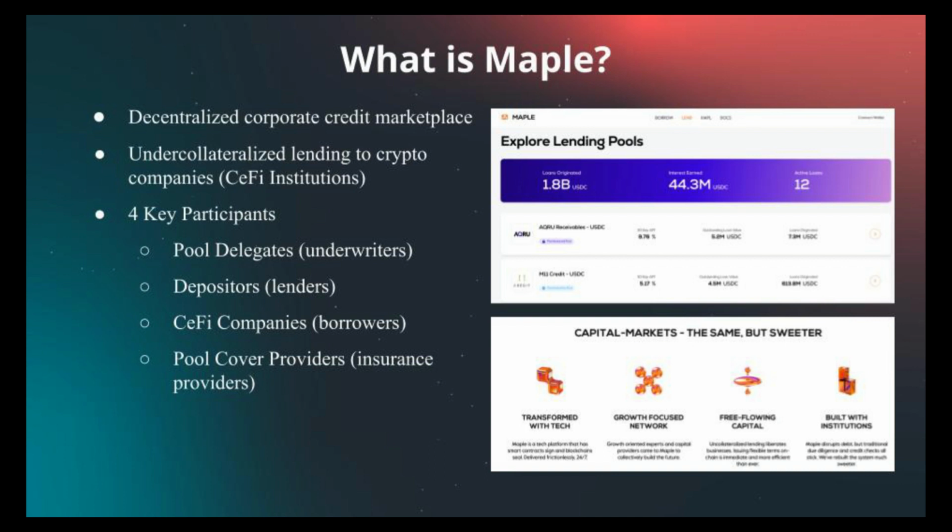So those are the main participants. But I think what Maple Finance does differently is they introduce two new key stakeholders that you don't necessarily see in other lending and borrowing protocols. That's really due to the additional risk that is brought in with under-collateralized lending. So you have people called pool delegates, who are essentially the underwriters. And then you have pool cover providers, who essentially provide insurance against any loan default. So that's the overall platform.